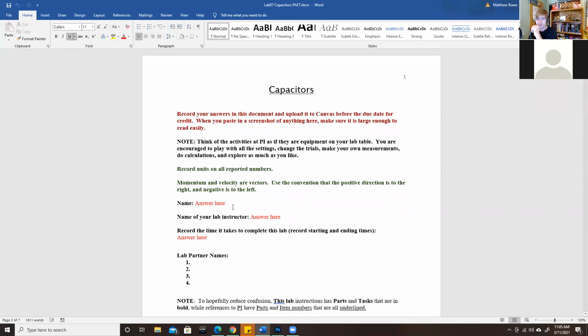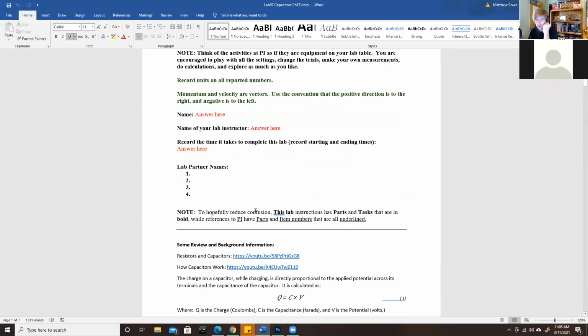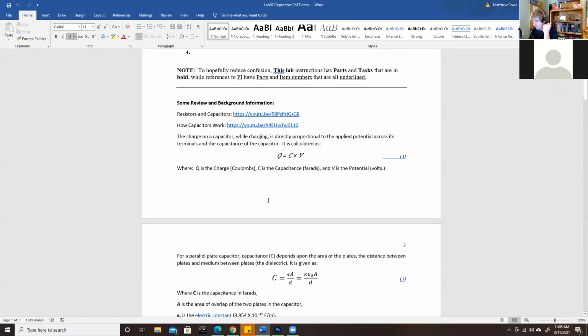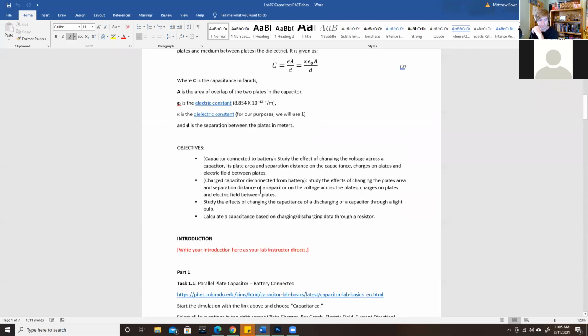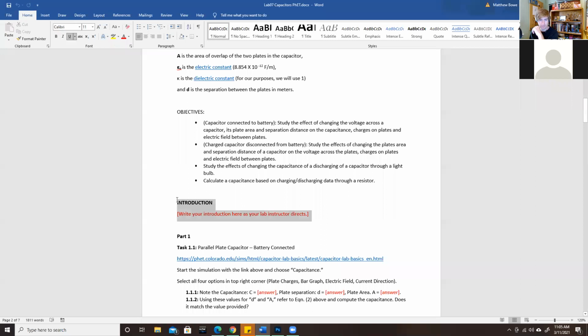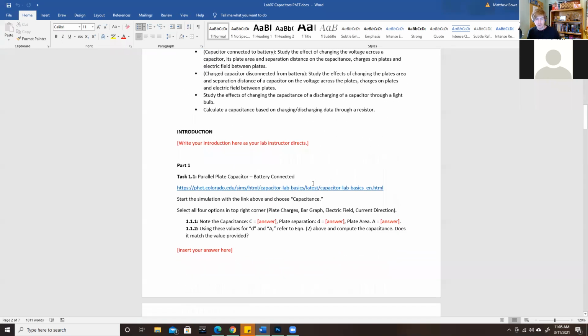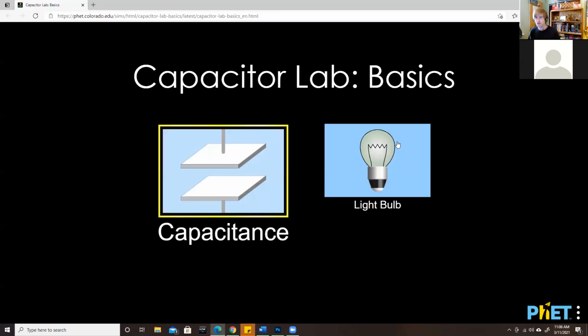So up at the top, same as normal. Remember, we're going to need to write our own introduction near the top. I think there's even a spot for it now in these instructions. So always an introduction and always a conclusion at the end. We're going into the PhET simulation. It's going to be similar tools from last week. Let's go here. You'll see this page.